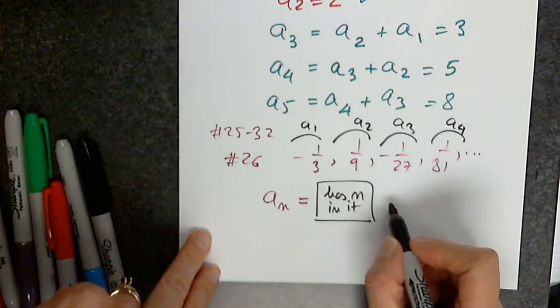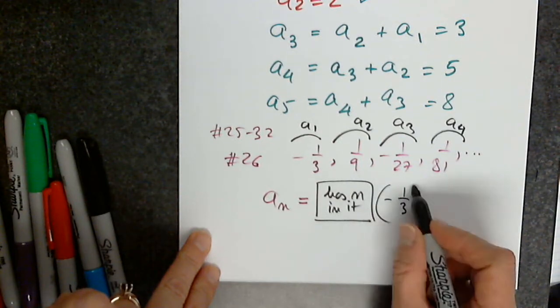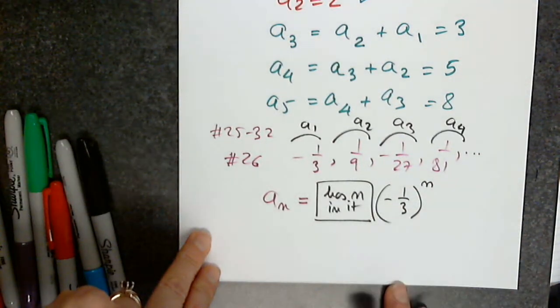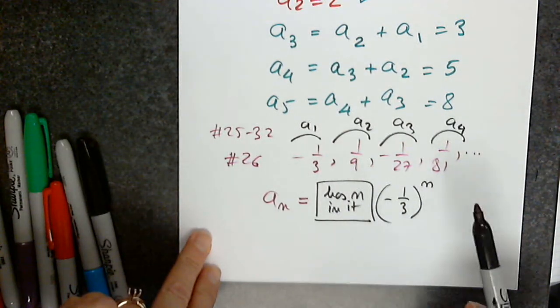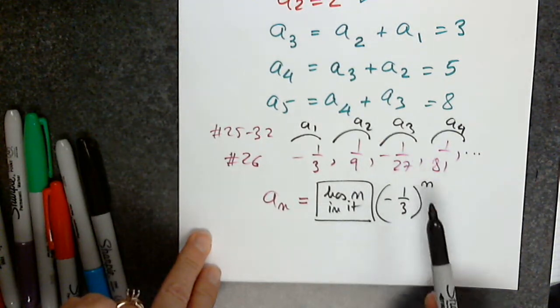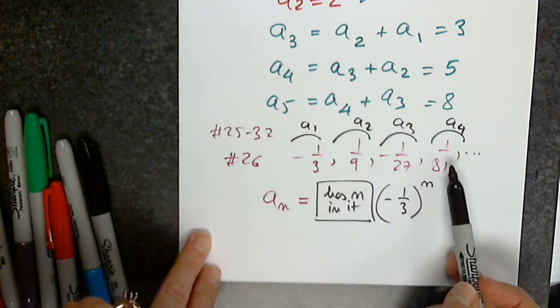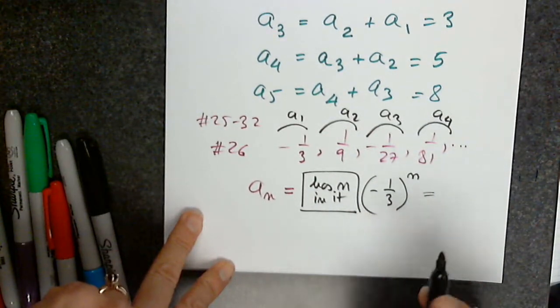So let's try. Negative 1/3, and you want everything in parentheses to the nth power. Okay. So when n is 1, do I get that? When n is 2, do I get that? When n is 3, do I get that? When n is 4, do I get that? Perfect.